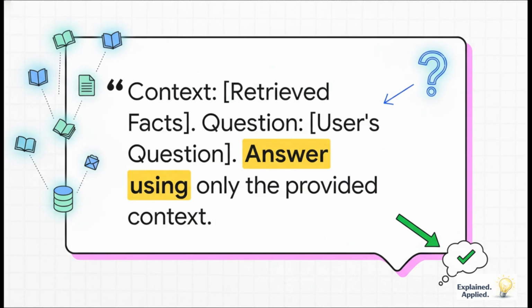Now, we get to the augmented part of RAG. The system basically builds a new, special prompt for the language model. It's like it's saying to the AI, okay, listen up. Here are a few super relevant facts I just found, and here's the question the user asked. Your job is to answer that question, but you can only use the facts I just gave you. This is what keeps the model on track and prevents it from making stuff up.